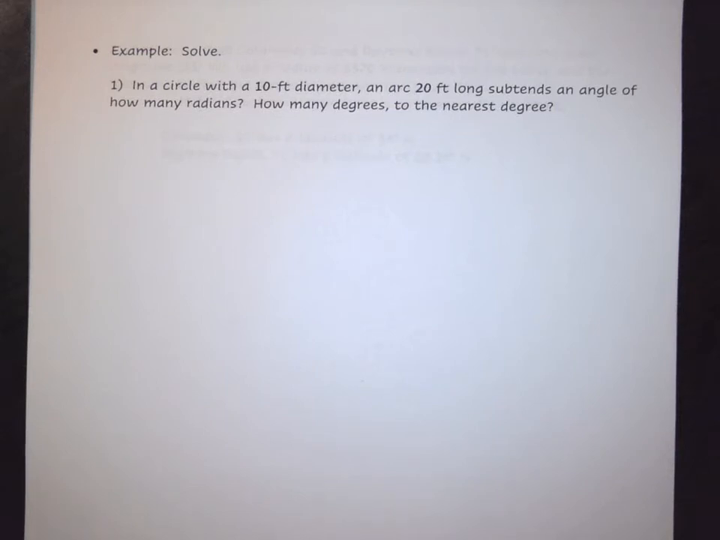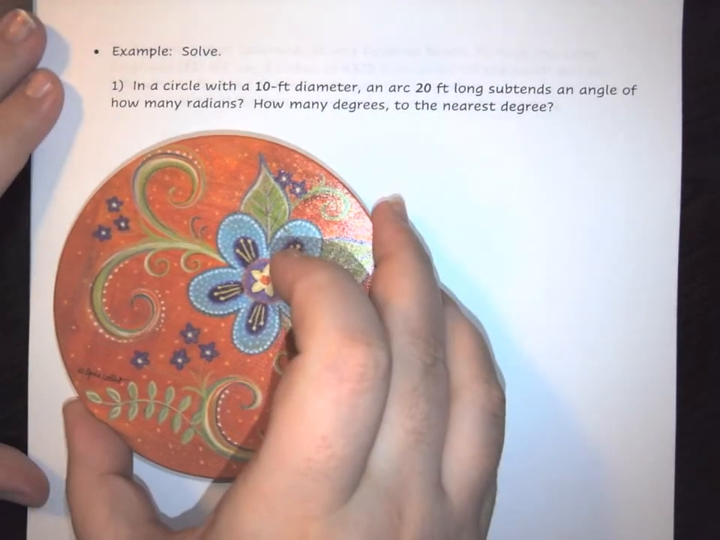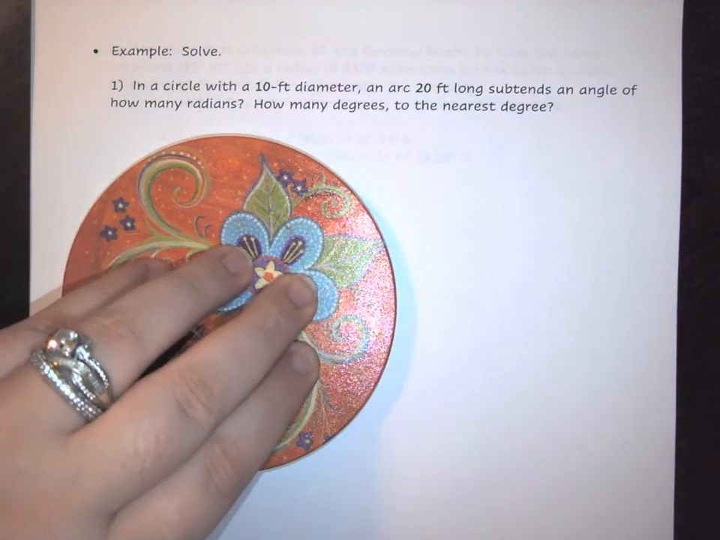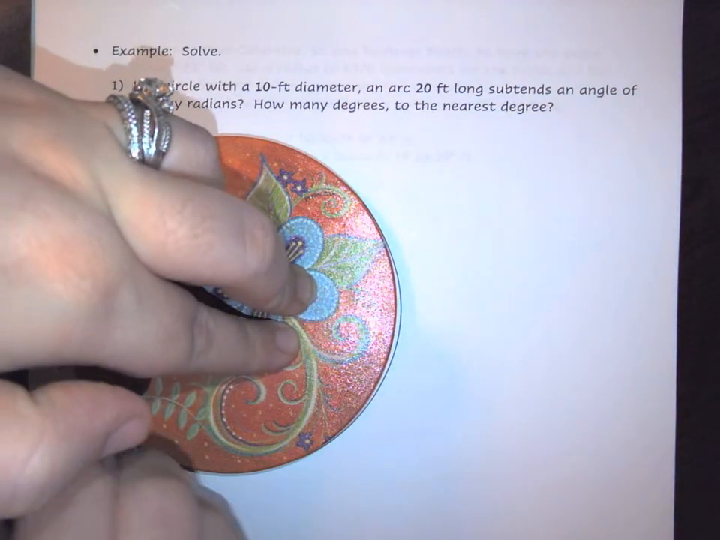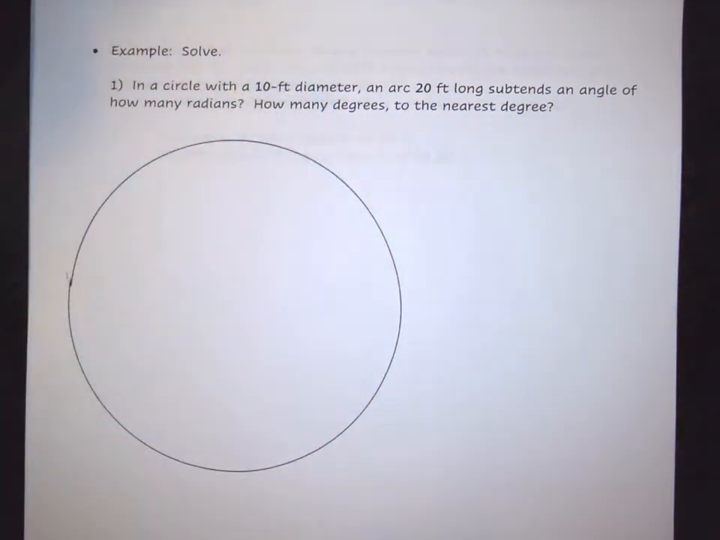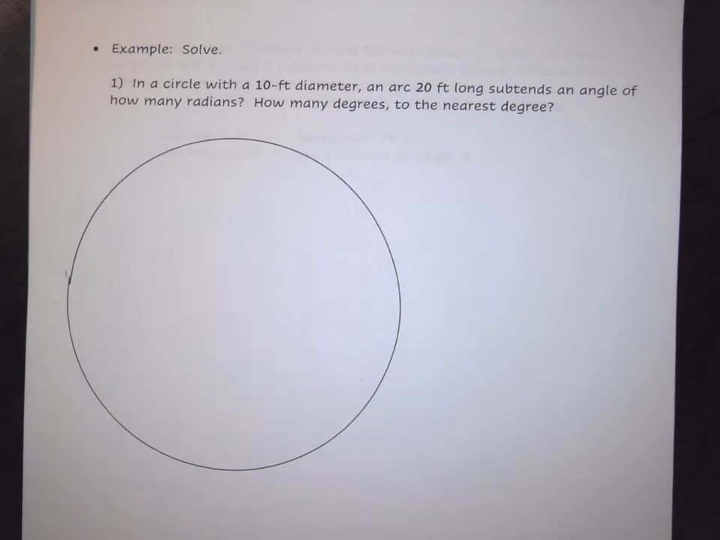Okay, so one of the things that you could do to help yourself stay straight is you could go ahead and draw yourself a picture. So here I'm going to go ahead and give myself a circle. So I've got my little circle here. Now of course you could just freehand it if you want, or obviously you can draw one like I did.